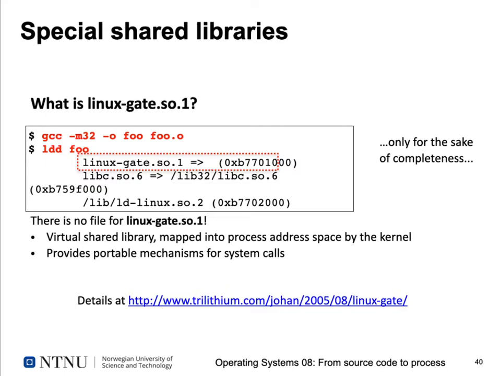So this is a so-called virtual shared library. This is just a piece of executable code that's held in memory and provided by the kernel. And this is mapped into process address spaces by the kernel. And this actually provides portable mechanisms for system calls. So this especially realizes the functionality that allows you to run a compiled Linux binary on different Linux kernel versions, for example, or on different distributions, of course still on the same CPU architecture you compiled it for. So here we have additional portable mechanisms to optimize the system so it can be more flexible.